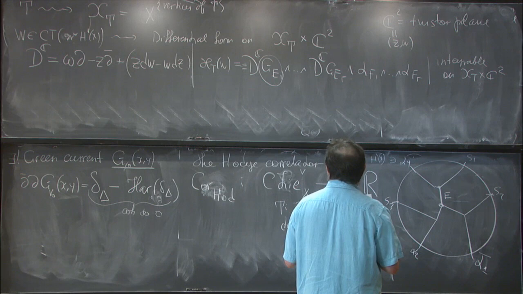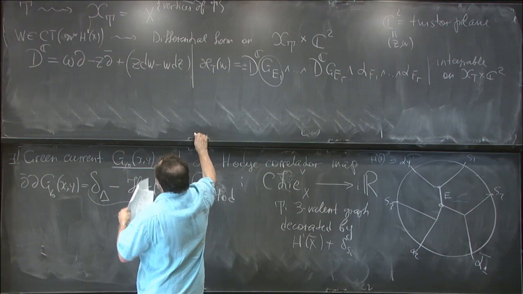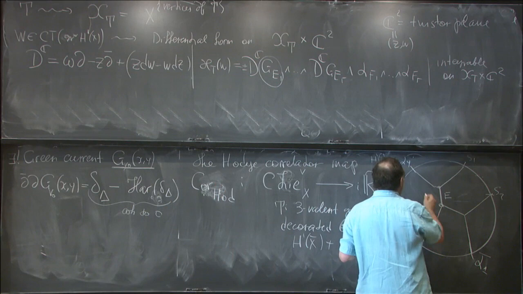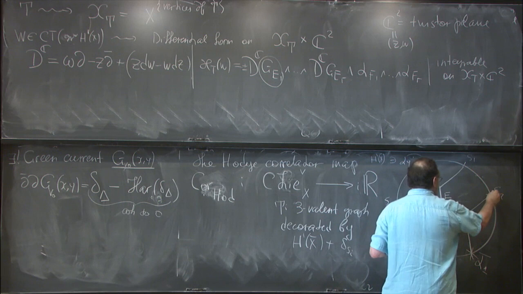Yes, but did you see that x sub t is x raised to the power of the vertices of t? I think the question was the interpretation of the phrase vertices of t. Ah, good. So you mean I do not include those vertices which are decorated by holomorphic or anti-holomorphic differentials, but I do include those. I simply didn't have a chance to explain this. So these are my vertices.